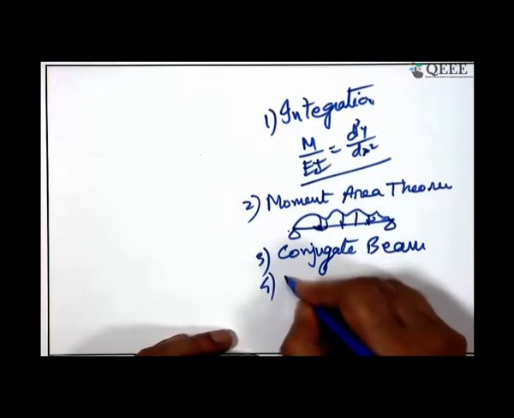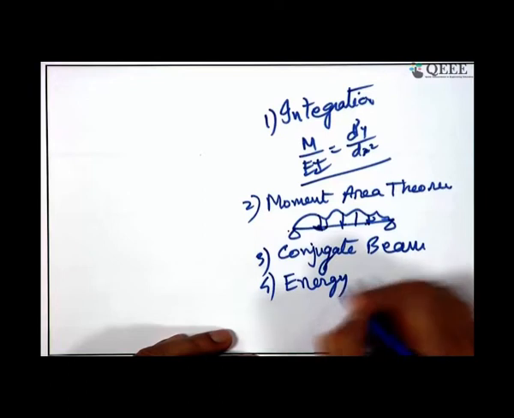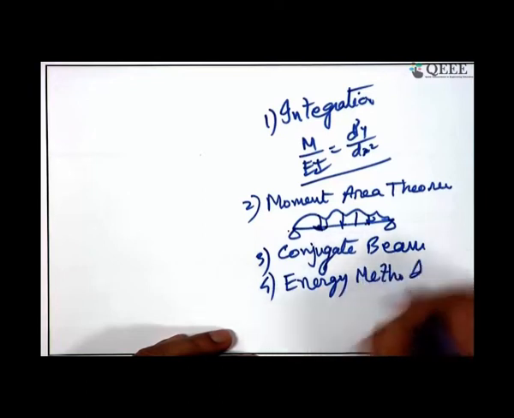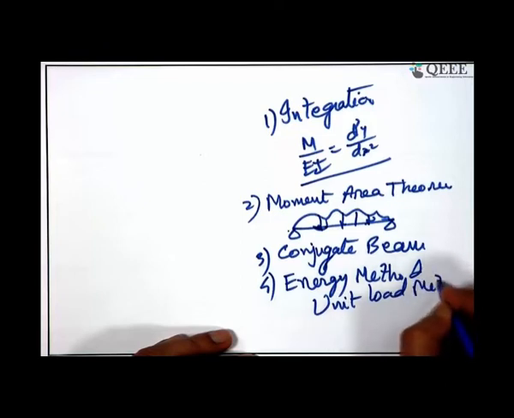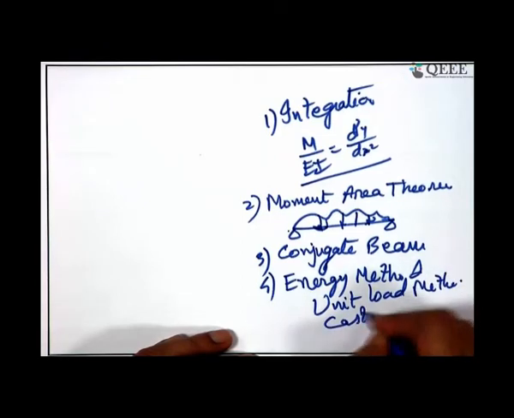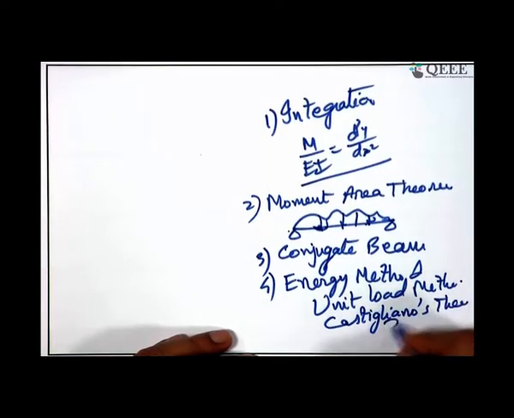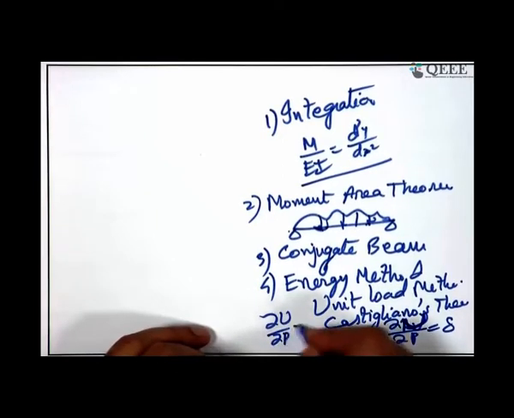We can even go for different energy methods. Energy methods we can also use. We can use the unit load method if we like. We can even use Castigliano's theorems. You know that the total strain energy, U, differentiated with respect to a load P will give the deformation, so del U del P will actually be delta.